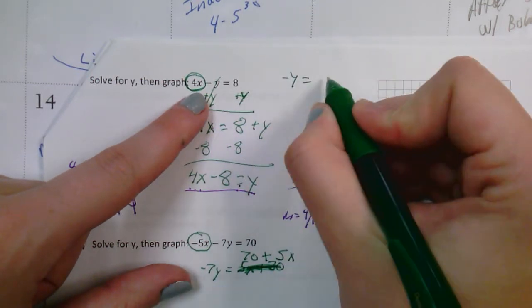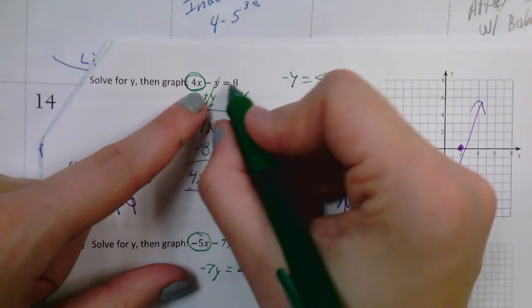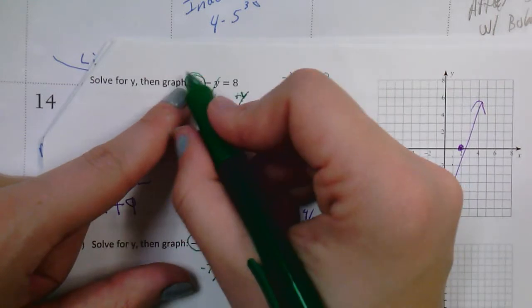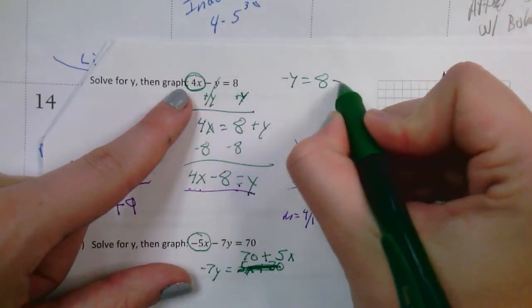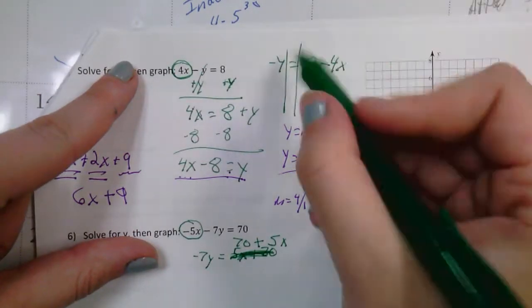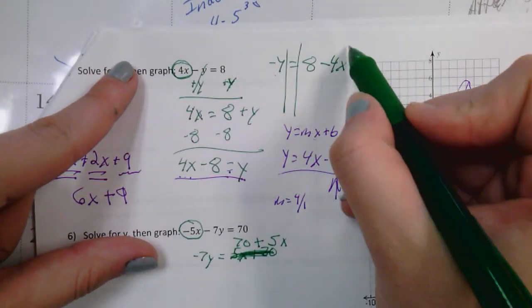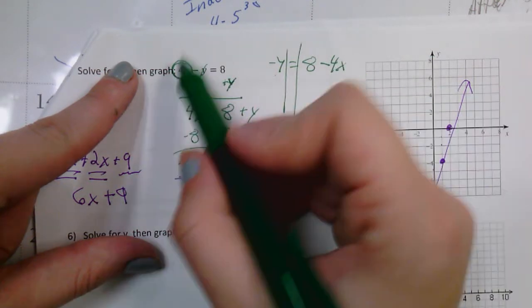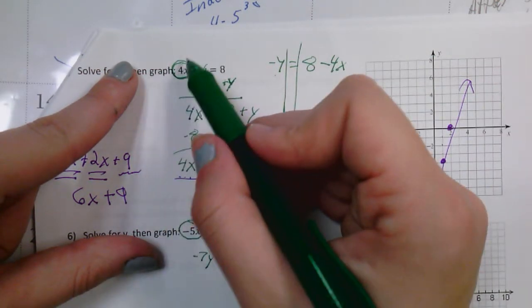So I still have my negative y, and I still have my 8. But instead of a positive 4, I want a negative 4 because I'm moving it to the other side. Whereas we do the pipe and we say, if it's moving to the other side of the pipe, it needs to change signs. So originally it was a positive 4. To move it to the other side, I need to make it a negative 4.